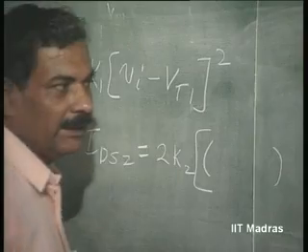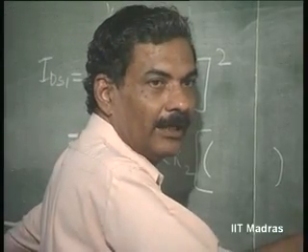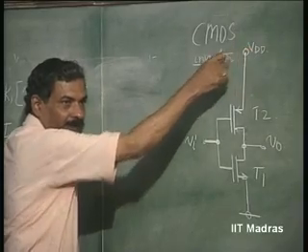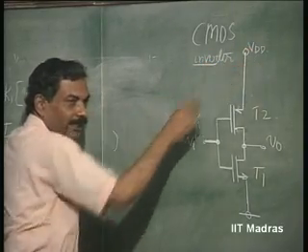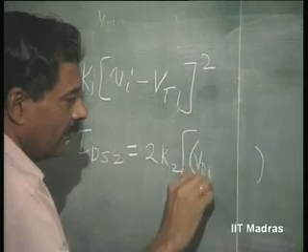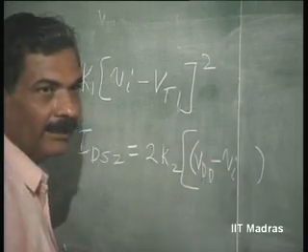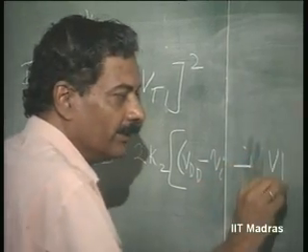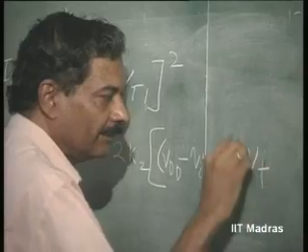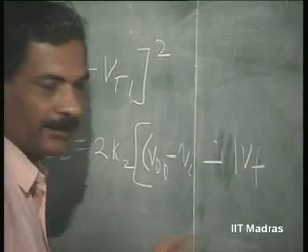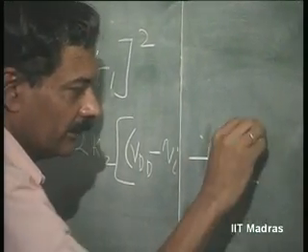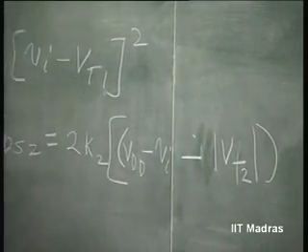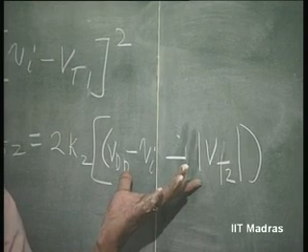Now, VGS2 is Vi minus VDD, but we will put VSG2, which is positive, VDD minus Vi, minus the magnitude of VT, because this is negative. So, VT2, this is negative. So, now this remains positive.